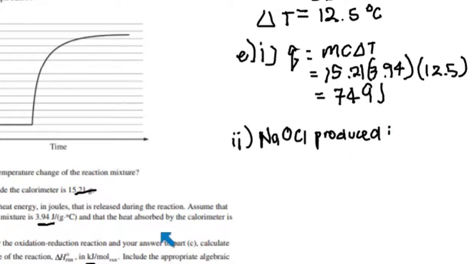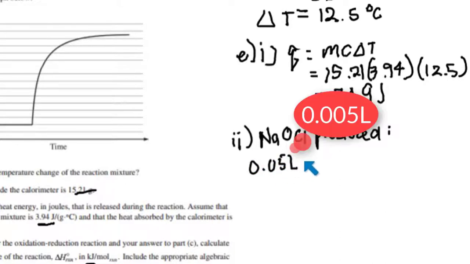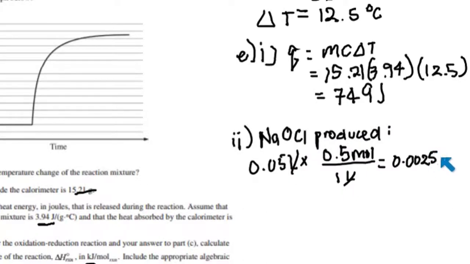Okay, so we have 0.05 liters, which was given from the table previously, times 0.05 moles per liter, which is the concentration. So liters cancel out, so you're left with moles, and that gives you 0.0025 moles of NaOCl.